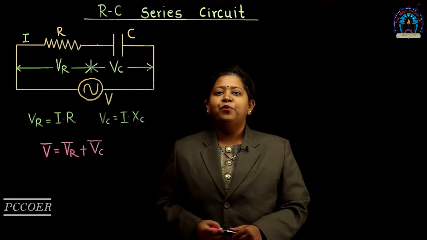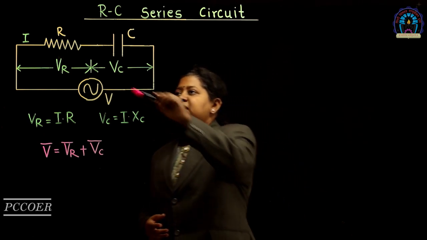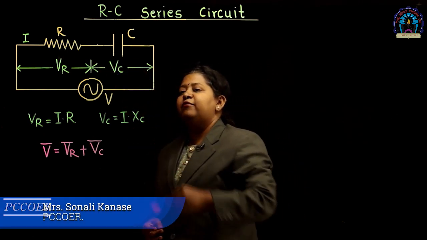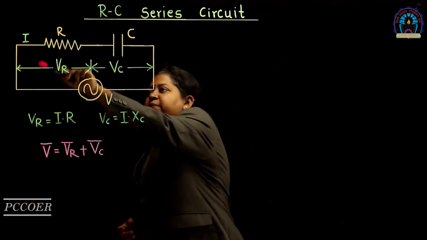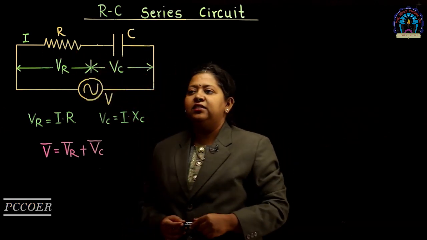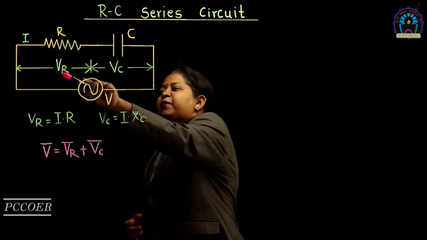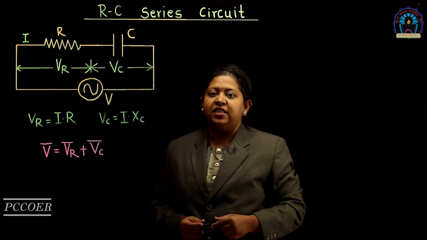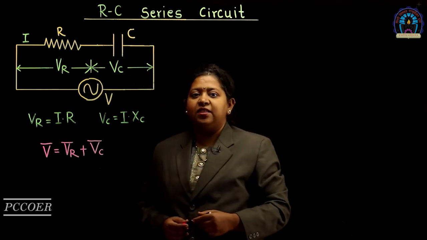In this video, I am going to explain RC series circuit. Consider one RC series circuit which is supplied with an alternating voltage of V volts. A current of I amperes starts flowing in this series circuit, because of which a voltage of VR drops across the resistor. The voltage drop across the capacitor is Vc.